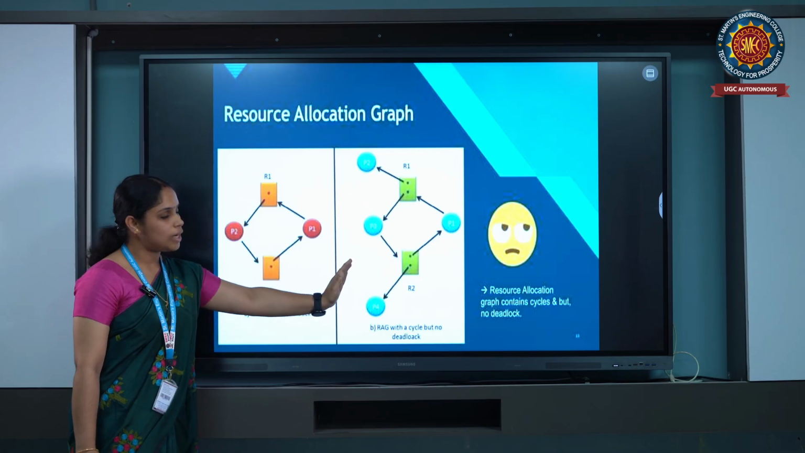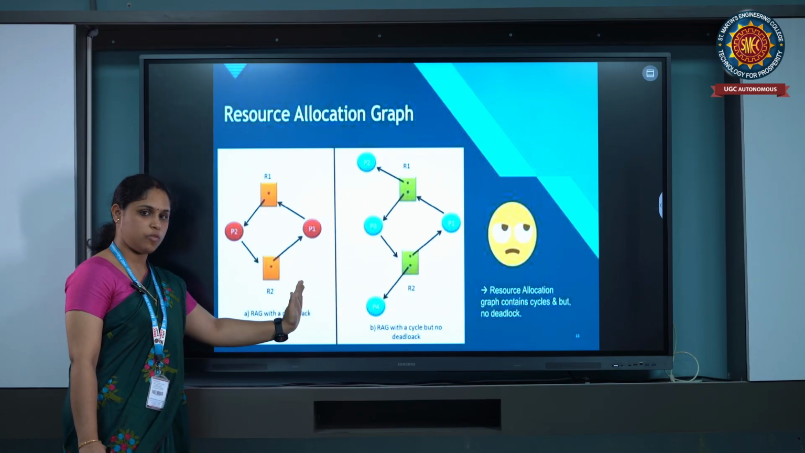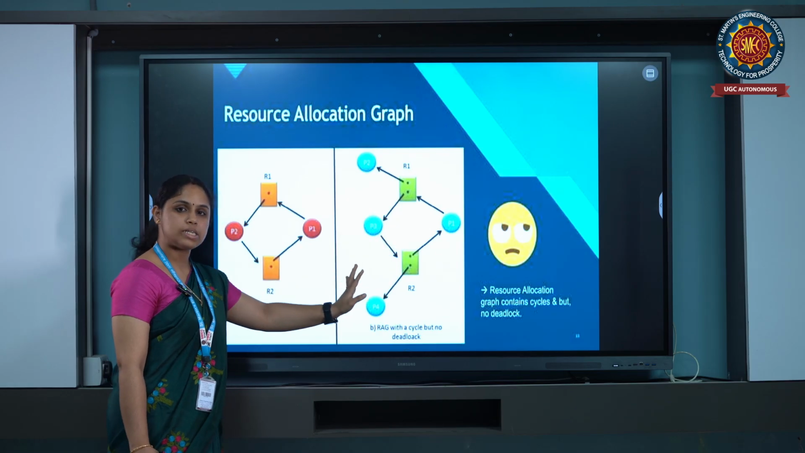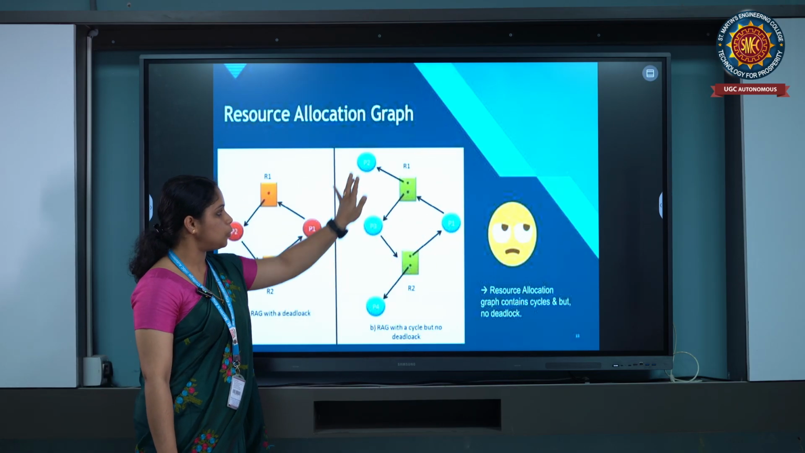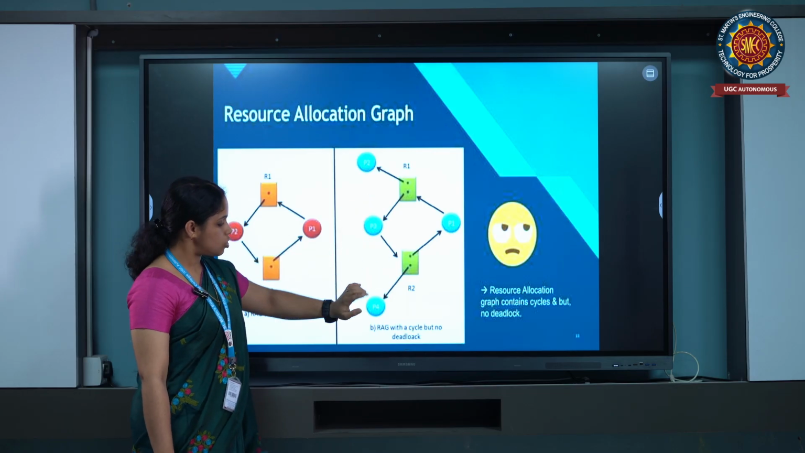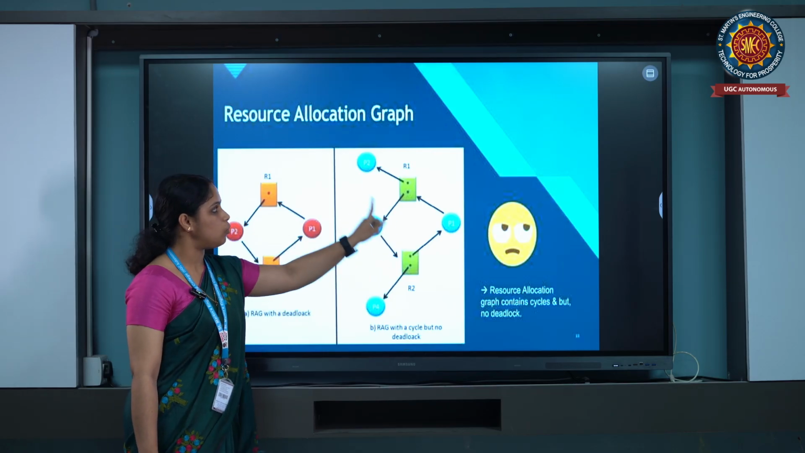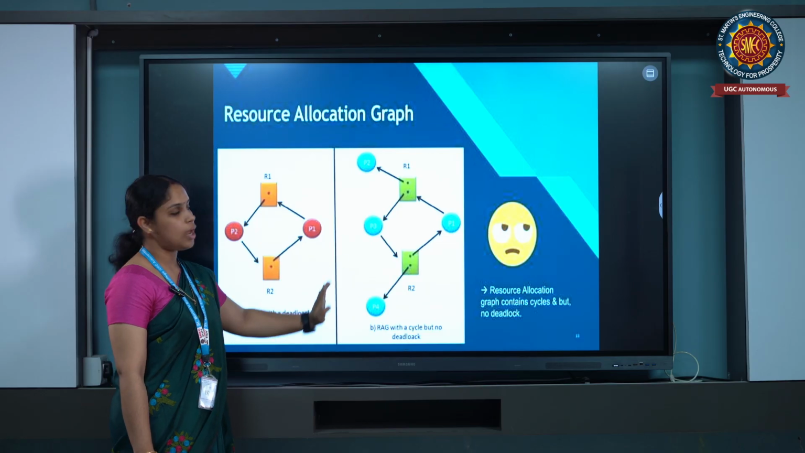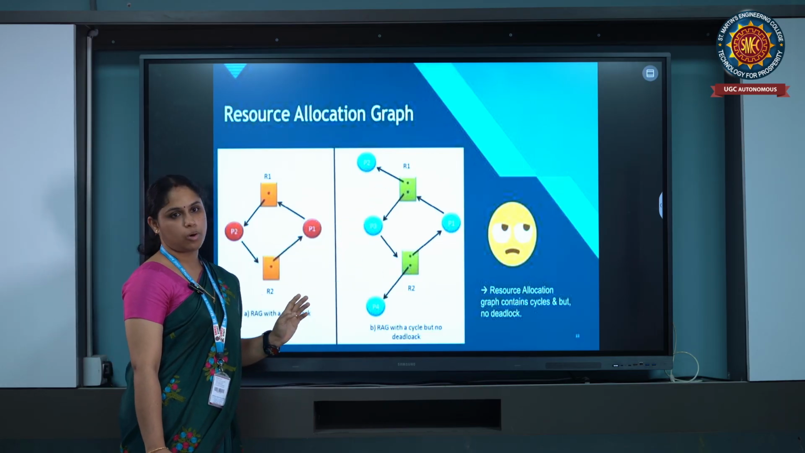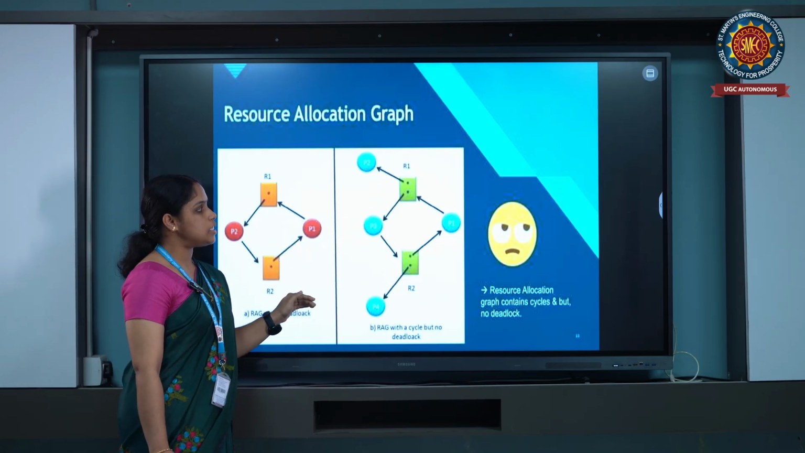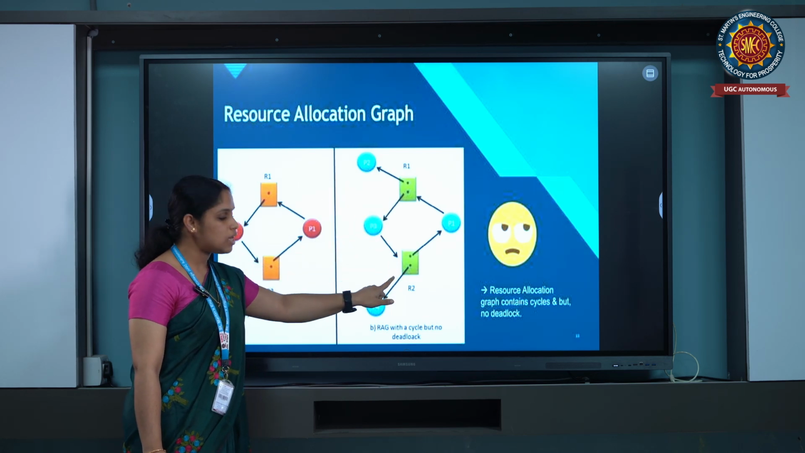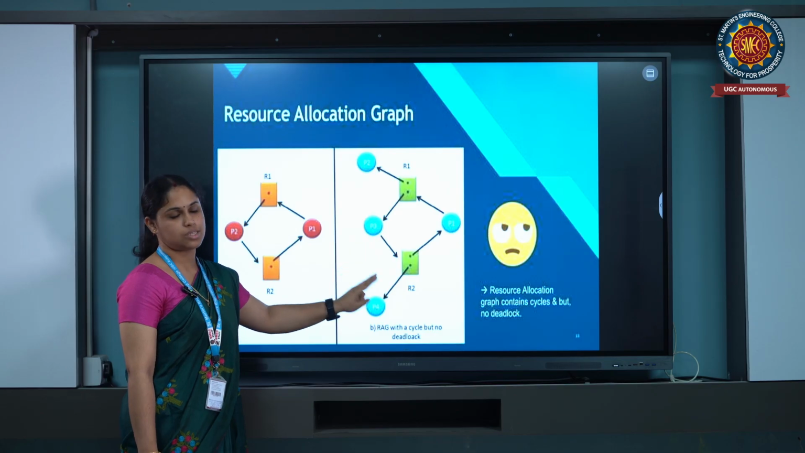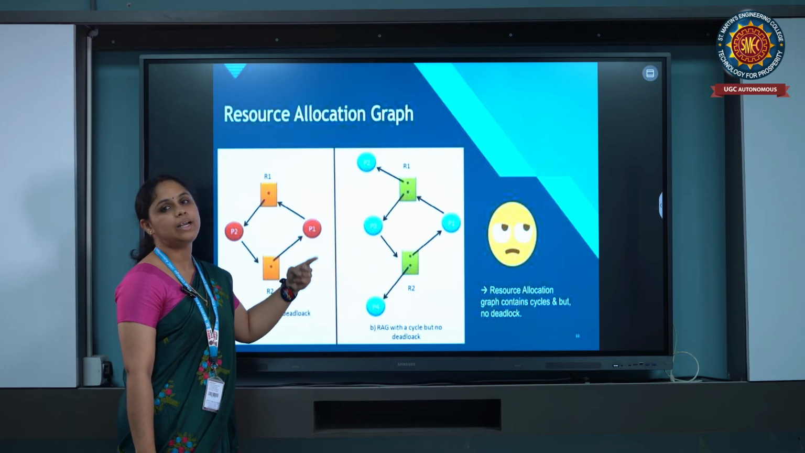But in the other graph, as we discussed before, multiple instances are possible. There are four processes, P1, P2, P3 and P4, and only two resources. But here R1 has two instances as well as R2 has two instances. That is the situation of multiple instances.